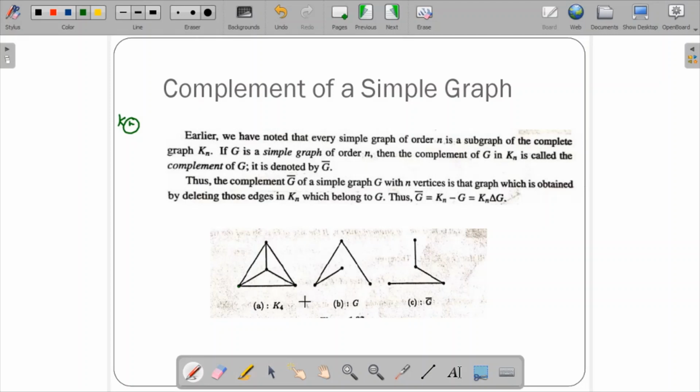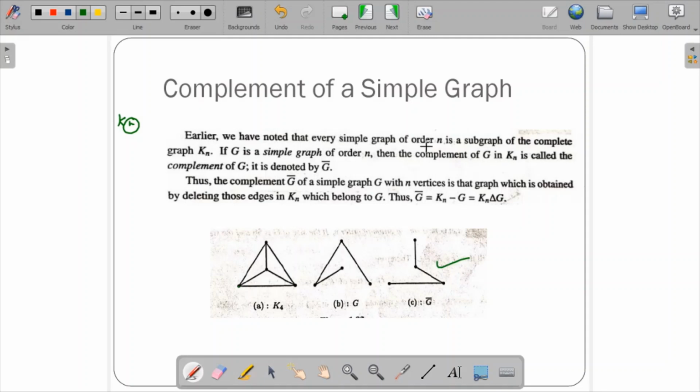Now for example, if this is the simple graph, and this is K4, the complete graph, and this is a simple graph, okay. What I've done is I've taken this simple graph, and if I subtract this graph from this, then I would get the complement of the simple graph. Okay, so that is the meaning.